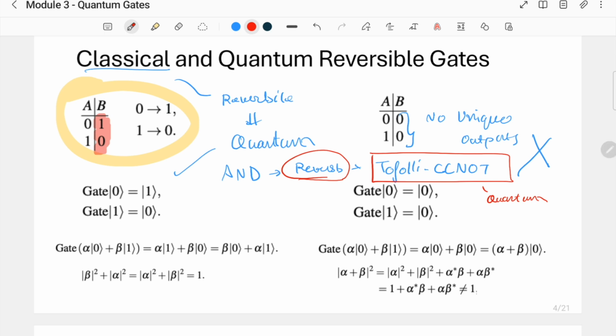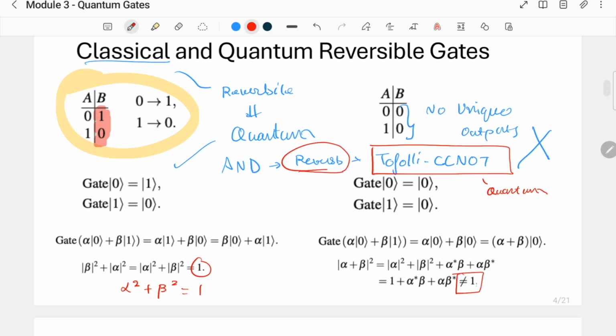So this is a proof of why a gate must be reversible. We again try to prove that alpha square plus beta square must be equal to 1. This is a very important rule for quantum mechanics, that the total probability of observing a state must always be 1, and we obtain this here. And in this case we do not obtain 1. That means that the gate is irreversible and cannot be used as a quantum gate.